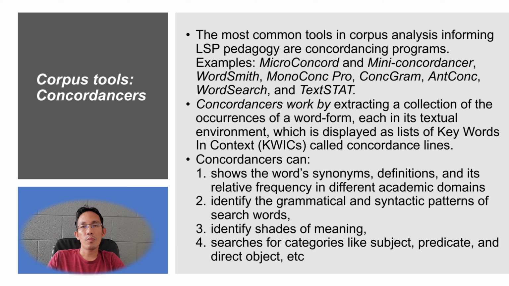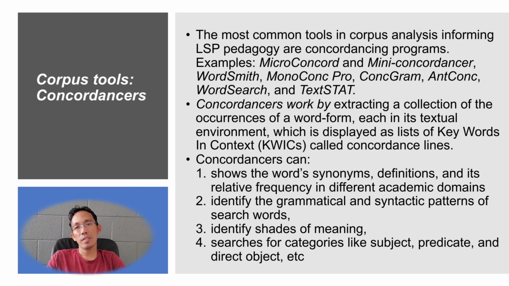Concordancing programs are computer programs that automatically retrieve sorted lists of linguistic data from the corpus, which the users then analyze. Some examples of concordancing programs are MicroConcord, Mini-concordancer, WordSmith, Monocon, Conngram, Ancon, Word Search, and TextStat.